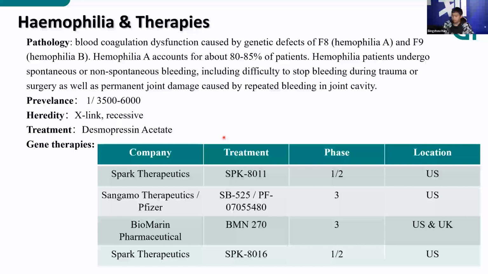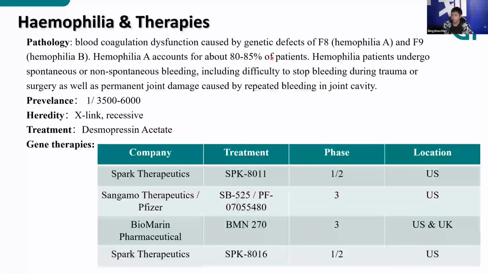Another model I want to introduce in today's webinar is the hemophilia model. Hemophilia is even more famous compared with DMD. The pathology is that blood coagulation is dysfunctional in the patients because of genetic defects in factor 8 or factor 9. These two defects are named hemophilia A and hemophilia B, respectively. Between these two, hemophilia A accounts for over 80% of the patients all over the world.